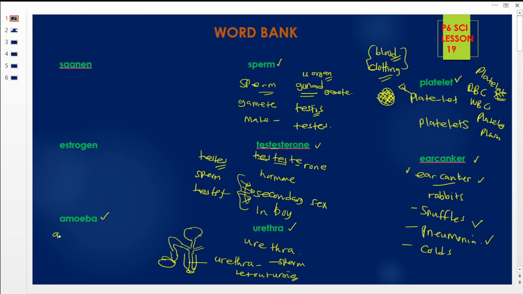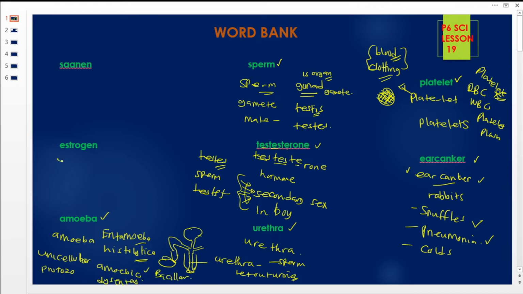So we have another word here. This word is amoeba. The amoeba is a unicellular organism, and we can't see it with our naked eyes. It is microscopic, and this amoeba is under a class called the protozoa. And we have a deadly amoeba which is called Entamoeba histolytica. This Entamoeba histolytica is responsible for causing what we call amoebic dysentery. We remember we have two types of dysentery, amoebic dysentery and bacillary dysentery.